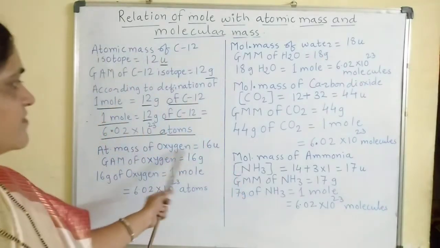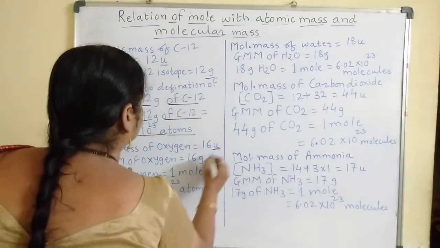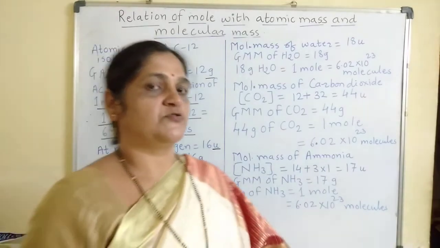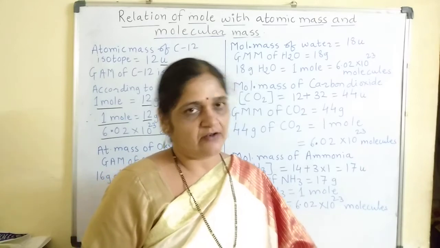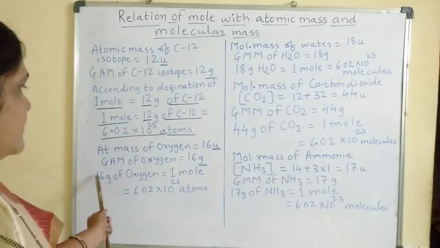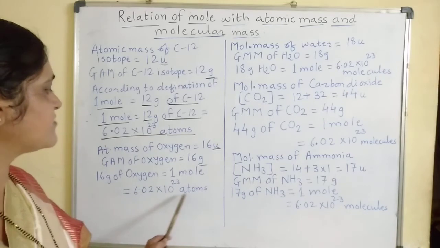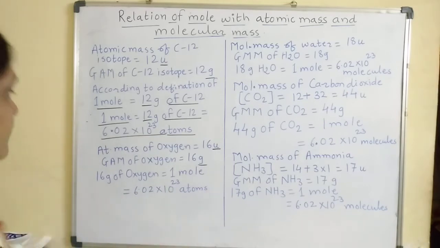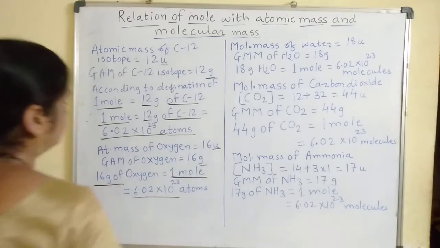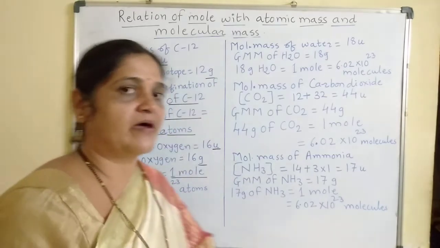The atomic mass of oxygen is 16 u. Therefore, the gram atomic mass of oxygen is 16 gram. Now, 16 gram means 6.02 × 10^23 atoms, which we have already discussed along with the mole concept. Here, 16 gram of oxygen means 1 mole, and 1 mole means 6.02 × 10^23 atoms. So 16 gram of oxygen is equal to 1 mole, which is 6.02 × 10^23 atoms. Therefore, we can relate gram atomic mass with 1 mole.